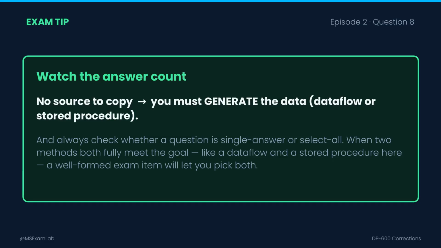Two takeaways here. First, when there's no source to copy, you must generate the data, and in Fabric that means a data flow or a stored procedure. A view or a copy activity can't create rows out of nothing. Second, always check whether a question is single answer or select all. When two methods both fully satisfy the requirement, like the data flow and the stored procedure here, a well-written exam item will let you choose both, so read the instruction line and count the checkboxes before you commit.